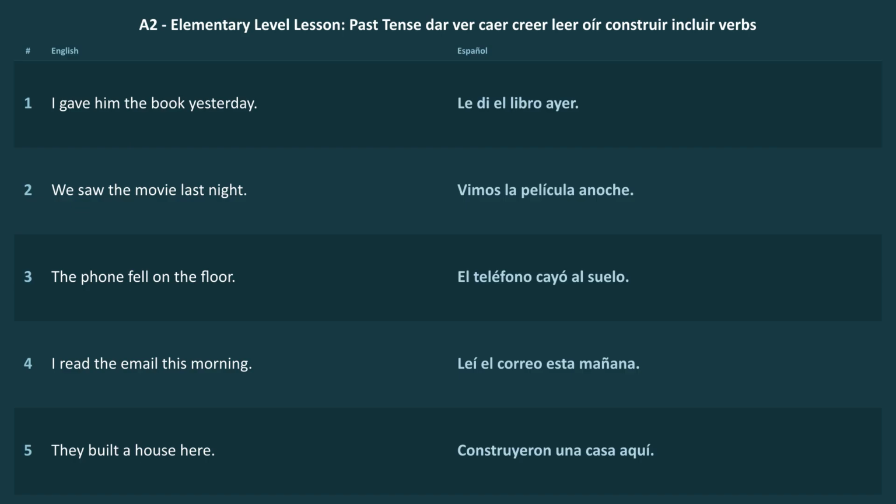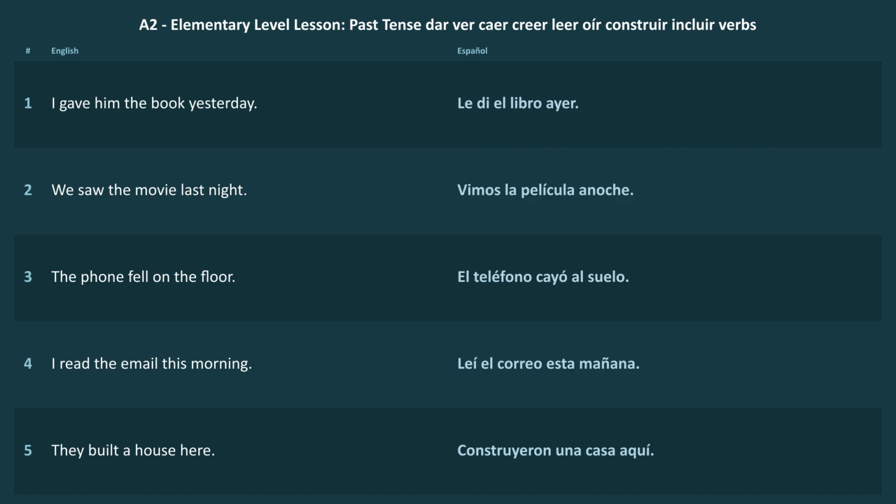Construyeron una casa aquí. Nice. Construyeron una casa aquí. And aquí means here. Simple and high frequency. A quick pattern tip. If you can say construyeron, you're already close to incluyeron. Same rhythm, same family feeling.